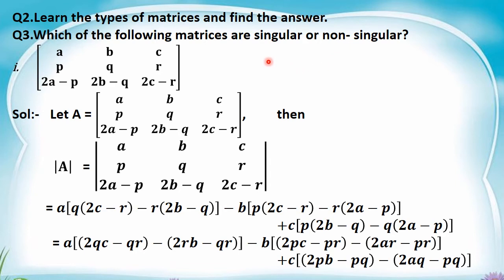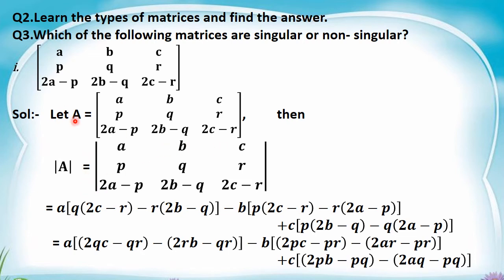Singular matrix means the determinant of the matrix is equal to 0. Then it is a singular matrix. And non-singular means the determinant of the matrix is not equal to 0. So let us find the value of the determinant. First we will write the matrix A. Given matrix: a, b, c; p, q, r; 2a minus p, 2b minus q, 2c minus r. Then the determinant of A is written with the sign of the determinant. So the determinant of the matrix A.